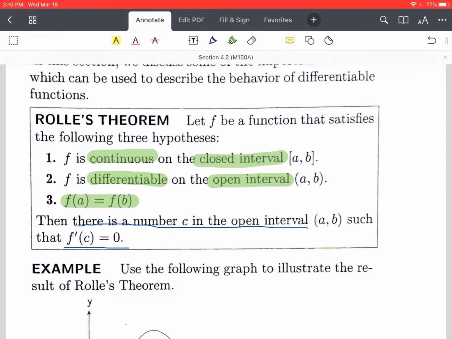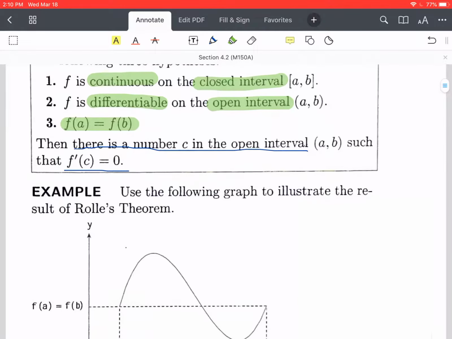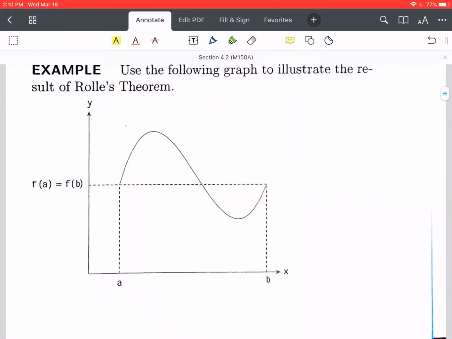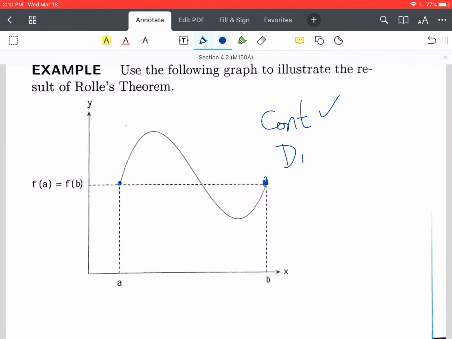Okay? There is some value on this interval ab such that the derivative is equal to 0. So here we have just an example graph. So this is saying that if we have f of a and f of b are equal to each other, the function is continuous on the closed interval, it's differentiable, or the derivative exists, on the open interval, then there must be at least one point where the derivative equals 0. And on this function that would be like right here, right? If we look at a tangent line, that's horizontal.